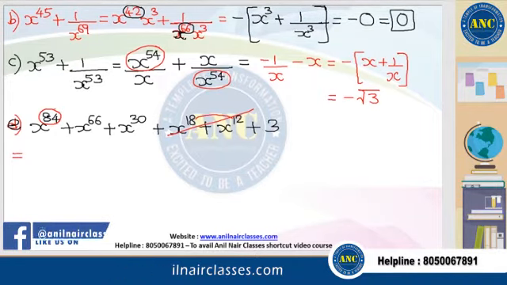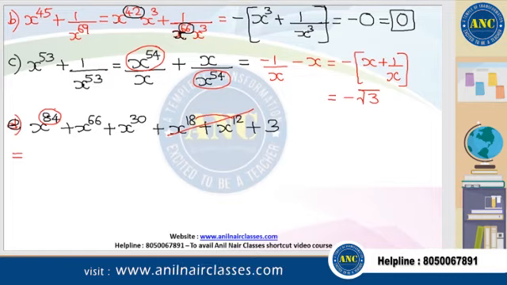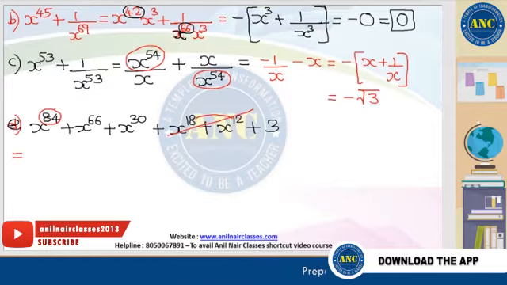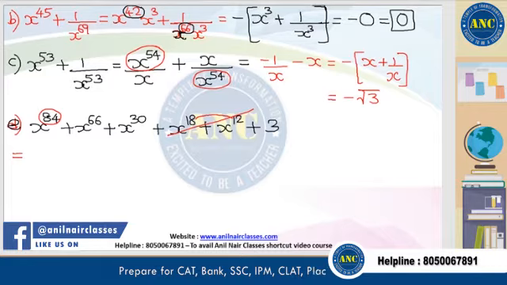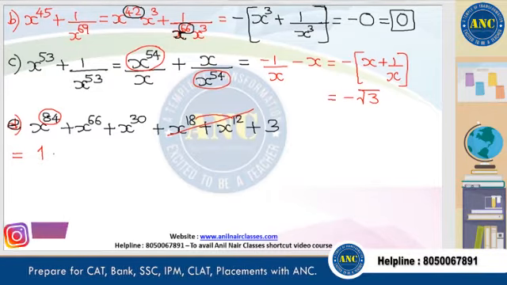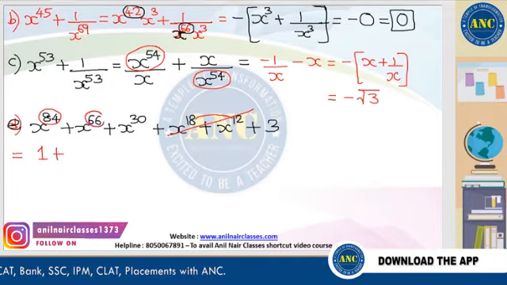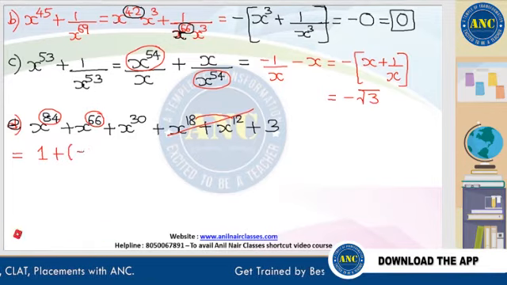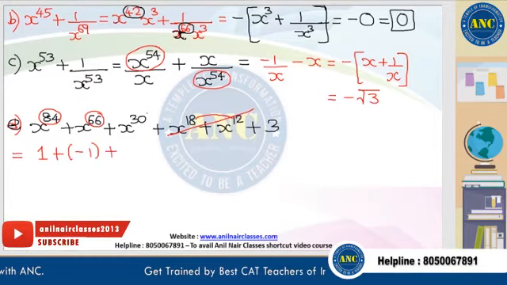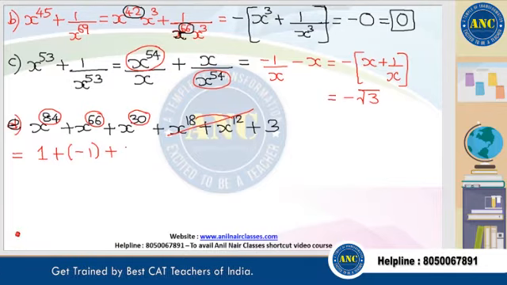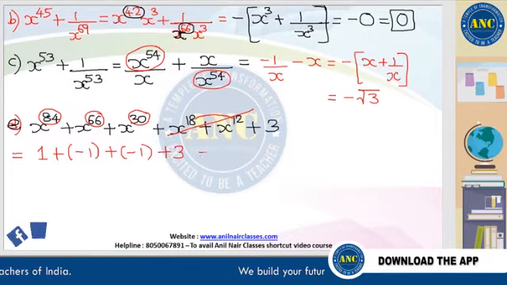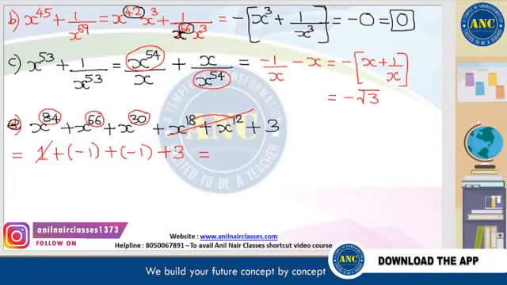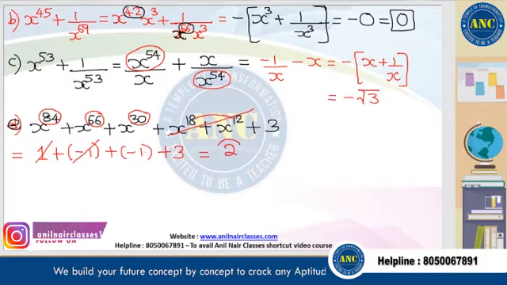84 is nothing but how much, sir? It is 6 into 14. 14 is an even number, so it's an even multiple of 6. Value is plus 1. 66 is 6 into 11, an odd multiple of 6, so the value is minus 1. 30 is 6 into 5, an odd multiple of 6, so the value is minus 1. Then the 3 they have given I will write as it is. 1 minus 1 is 0, 3 minus 1 is 2. The answer for this question is 2.